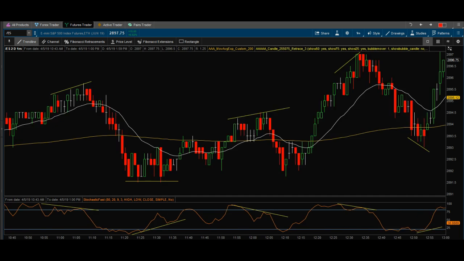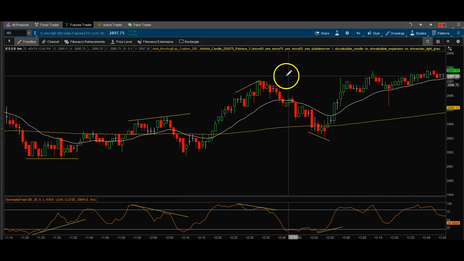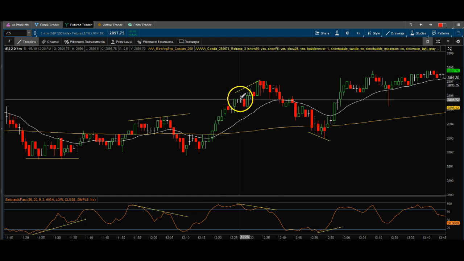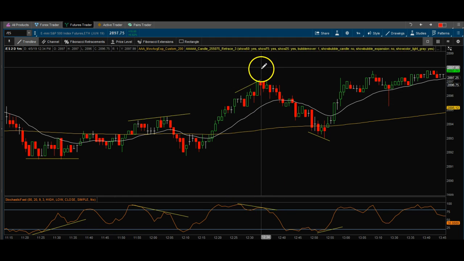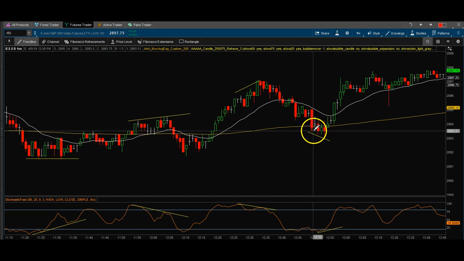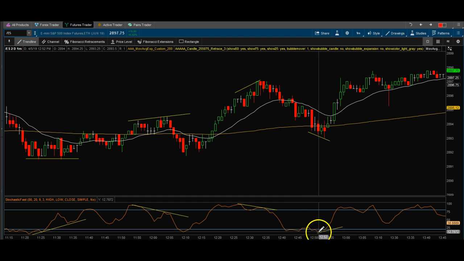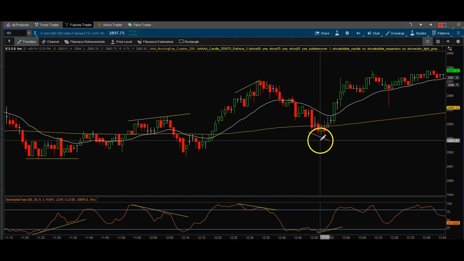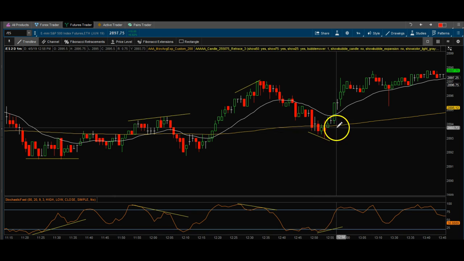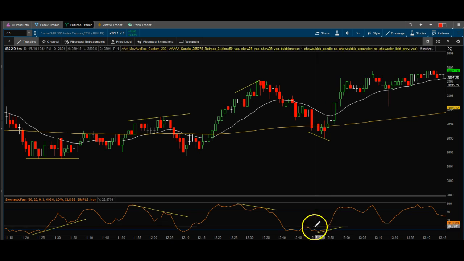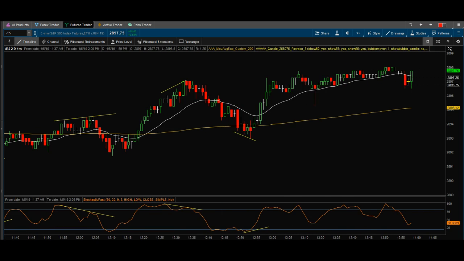So here's another divergence, right? The reason I'm going to keep showing you these is so you can train your eyes to see these divergences. We fall, we're making lower lows, but you can see we're making higher lows on the RVI. So I hope that helps.